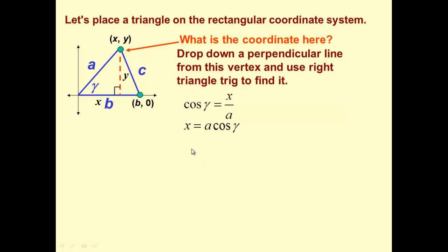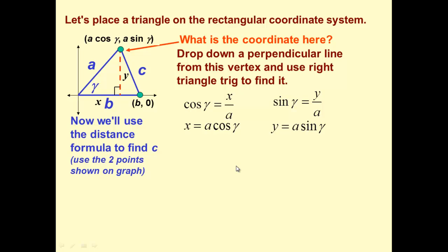Looking at y now, I'd use the sine ratio and say the sine of gamma is equal to y over a. Again, solving for y, I would get y is equal to a sine of gamma. And I'm going to replace x and y with a cosine of gamma, a sine of gamma.